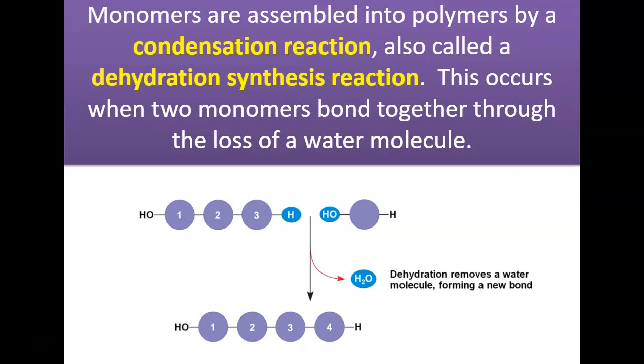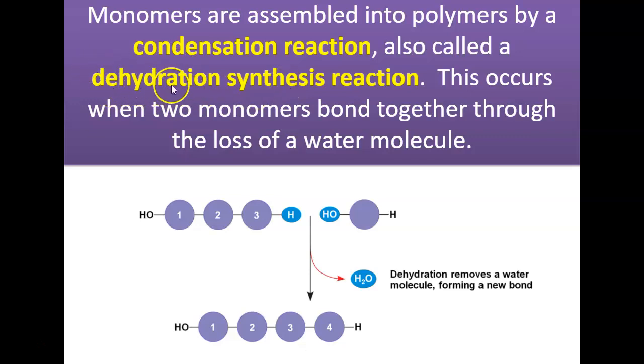Monomers are assembled into polymers by what's called a condensation reaction. And really the important vocab here is going to be dehydration synthesis. And if you look at that word, to synthesize something means to make. So I always think of photosynthesis because that means to make food with light, which plants do. To synthesize something means to make. So we are making a polymer from a monomer.